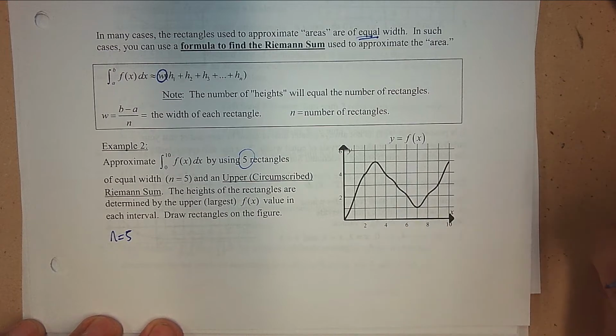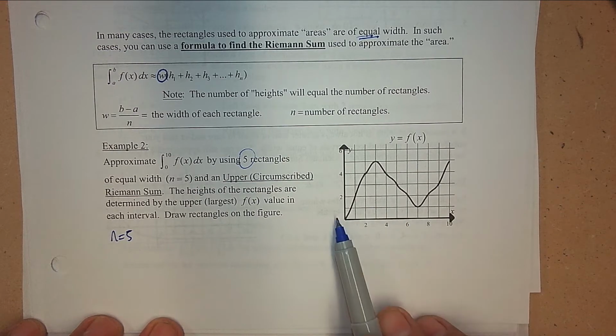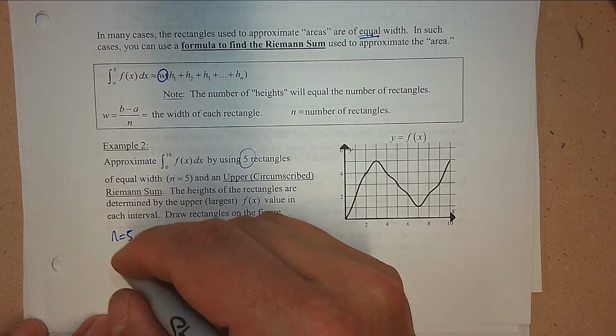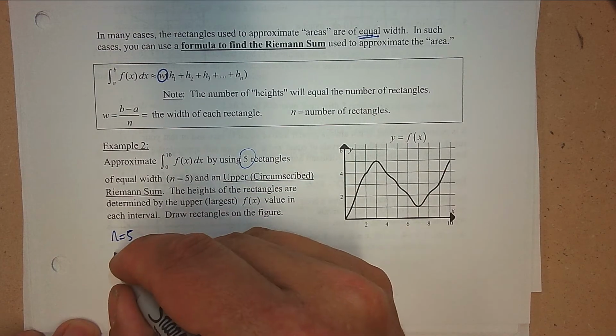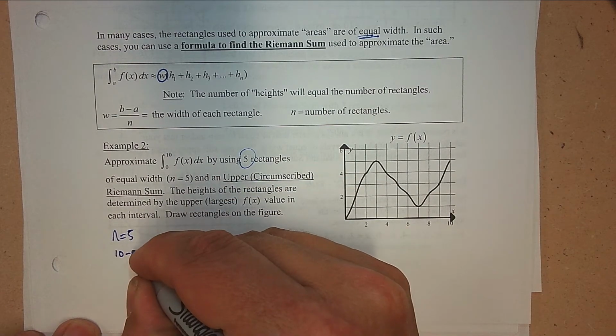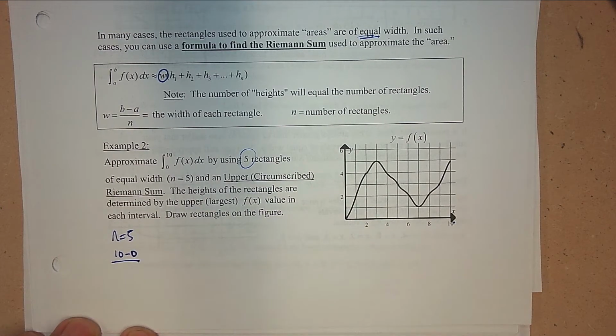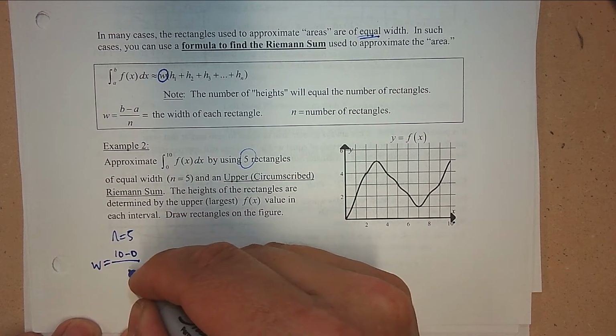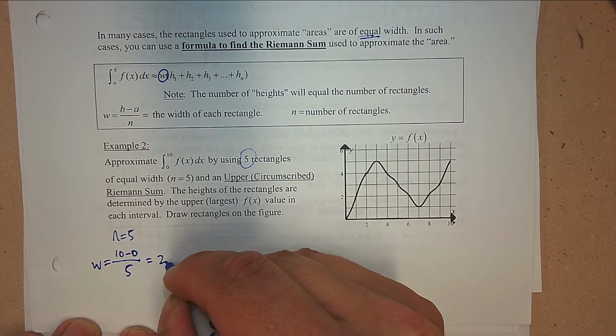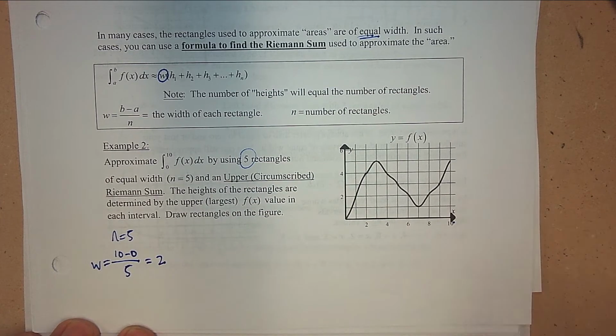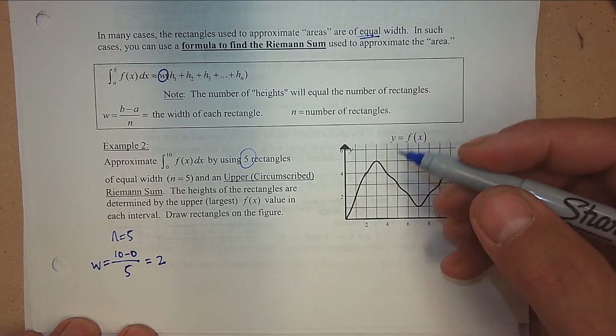So if I'm going to do 5 rectangles, first of all, if I count across, I have 10. So the upper bound is 10, the lower bound is 0. 10 take away 0, divided by 5. Put that together. How wide is each rectangle then? So each rectangle is 2 wide.